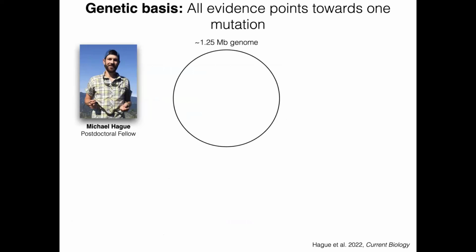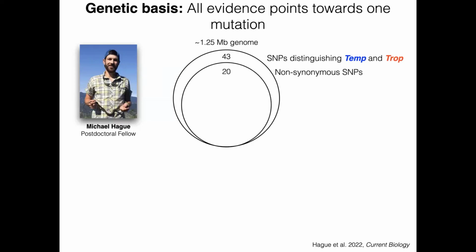In terms of the genetic basis, we have a 1.25 megabase genome. Interestingly, among these temperate and tropical lines, there's only 43 SNPs distinguishing temperate and tropical. Only 20 of those are non-synonymous. Only 13 of those are ones we would consider to be non-conservative.